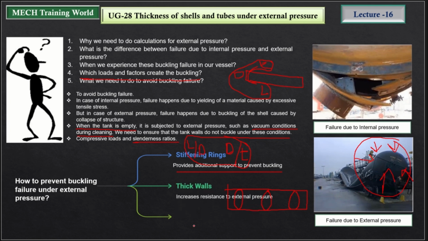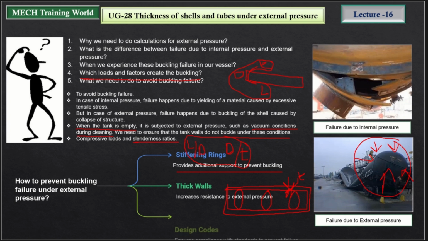The next one is thick walls. We need to increase the wall thickness as much as we can. If we increase the thickness, it will withstand the buckling pressure, the buckling failure.